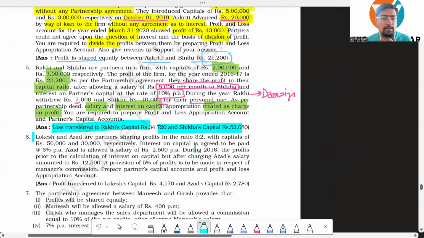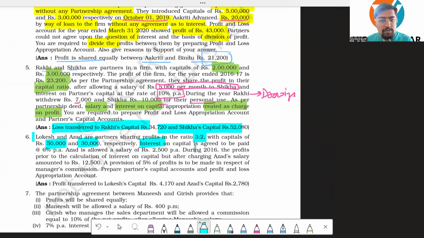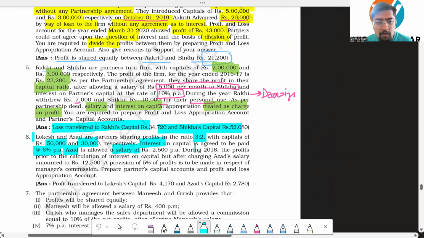Lokesh and Azad are partners sharing profits 3 is to 2. The capitals are 50,000 and 30,000 respectively. IOC is agreed at a rate of 6% per annum. Okay. So IOC is there at a rate of 6%. Azad, one of the partners, is getting a salary of 2,500 per annum. It's a yearly salary given to you, not a per month salary.